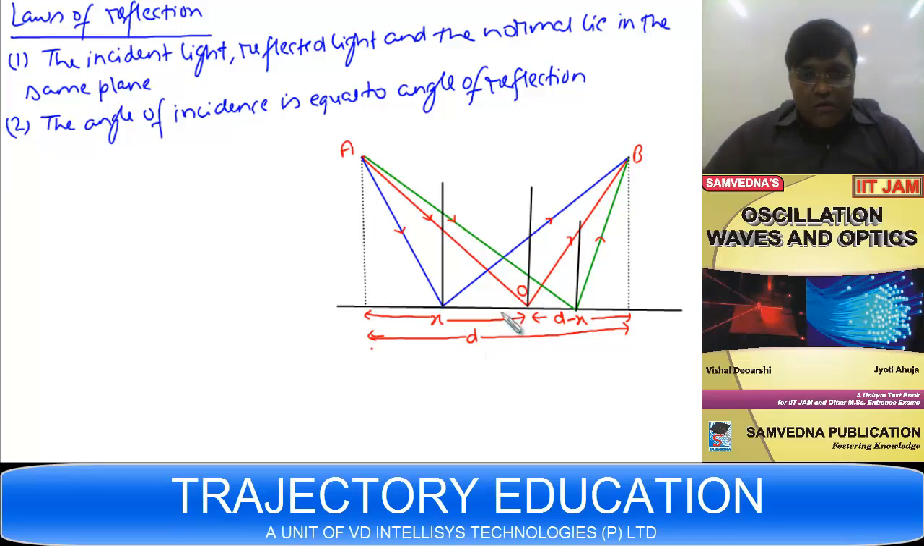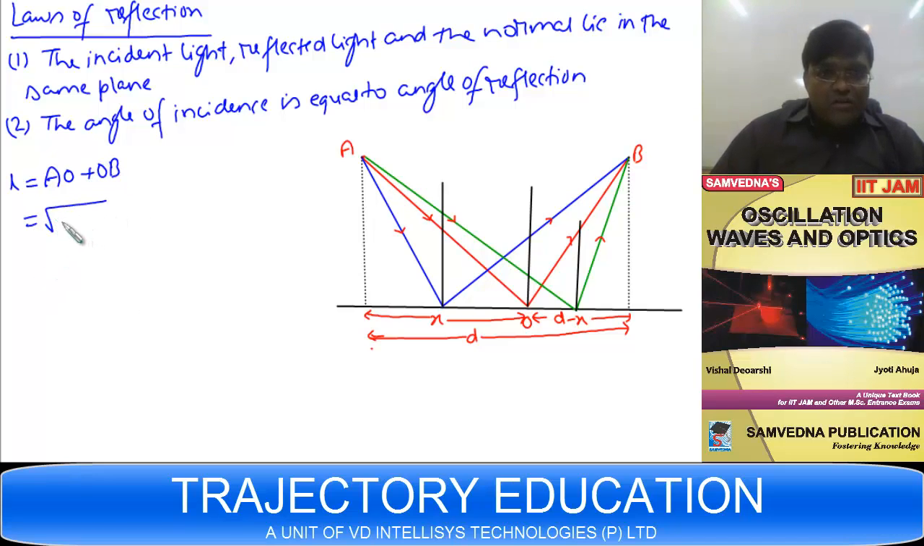So what can be the length of path? This is O. So the length of path is going to be AO plus OB. Say this is distance a and this is distance b. So AO is square root of a square plus x square, whereas OB is square root of b square plus (d minus x) square.